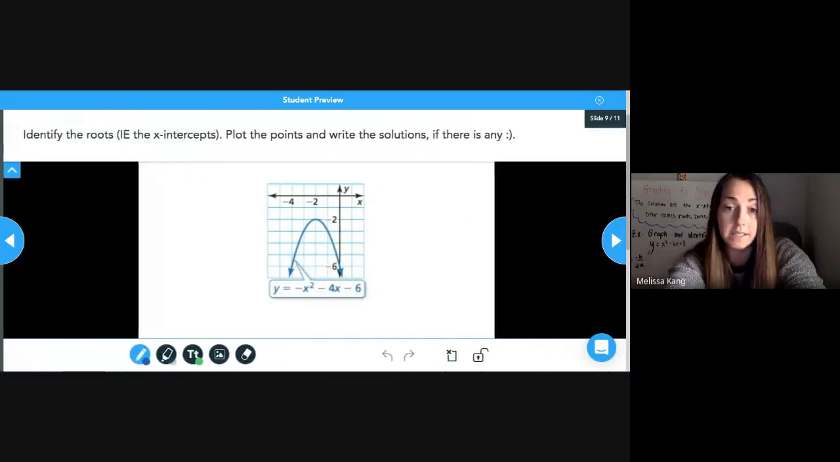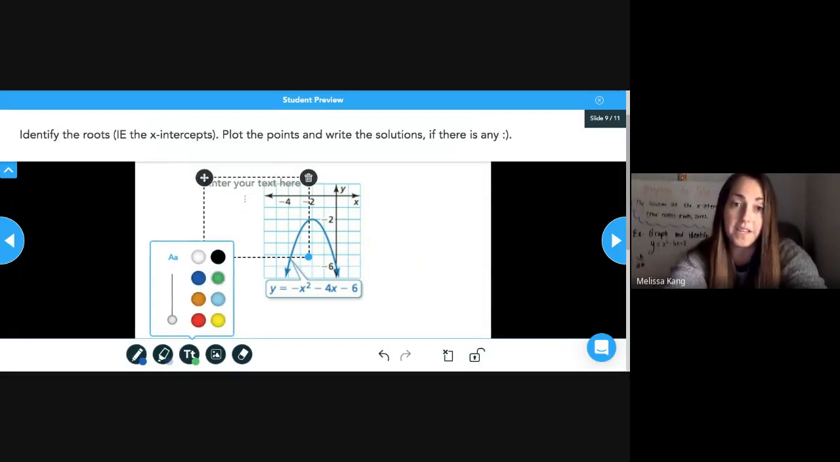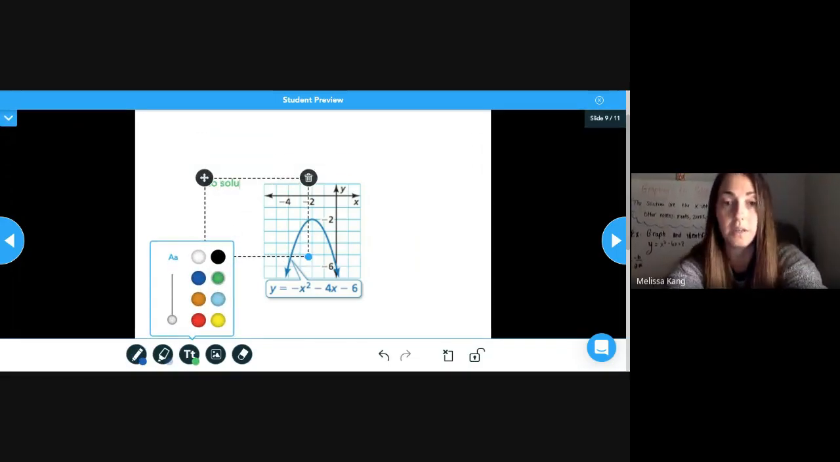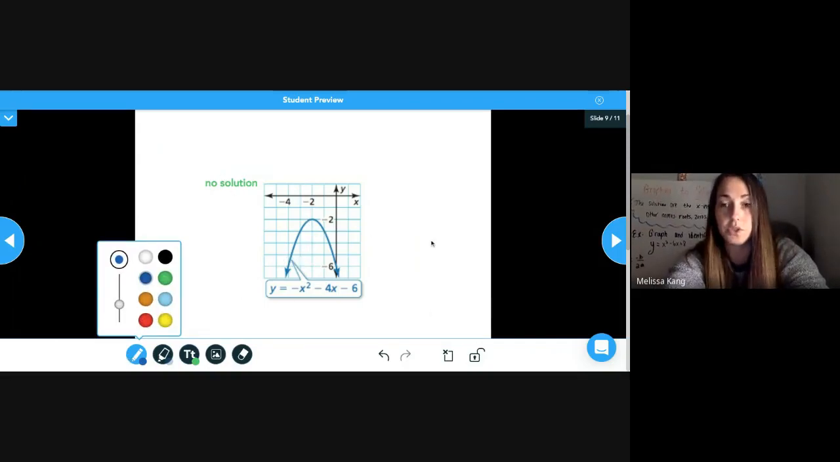And then lastly, this problem, I really wanted to see what you could do with this. The graph does not cross the x-axis. It's up here. And look where these arrows are going. They're going forever down. So there is no solution for this problem. Sorry, clicking out. There we go. So no solution for that one.